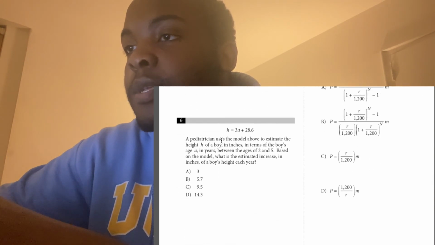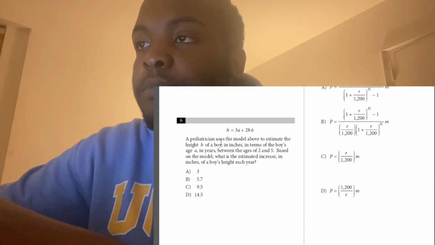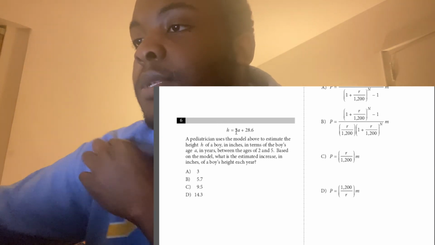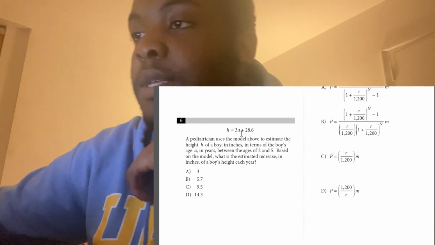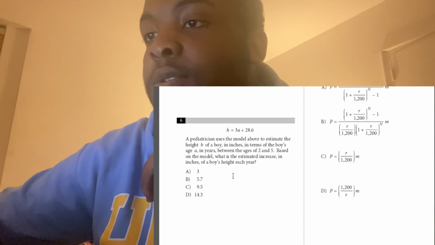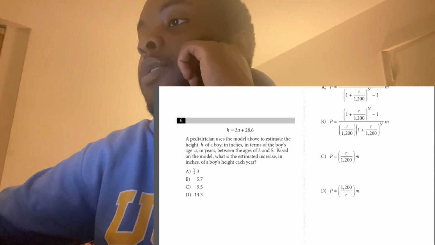Okay, for number 6, the increase each year is going to be 3. That's the coefficient, or m. So it's 3.